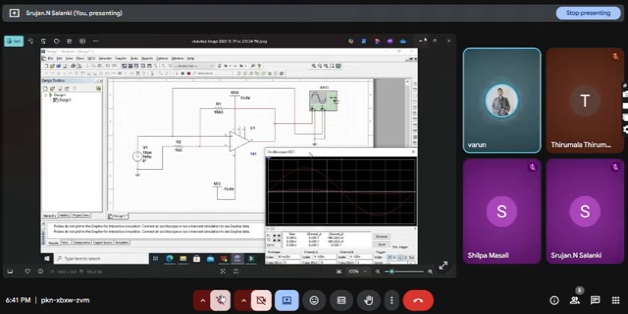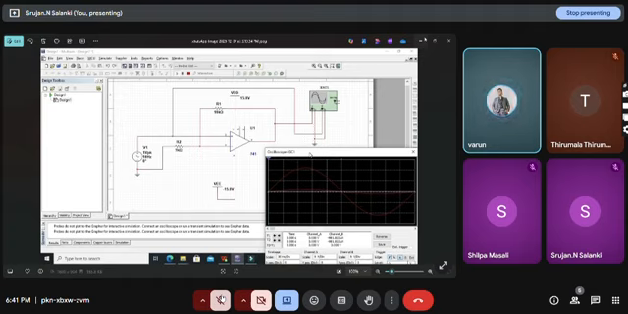The op-amp is powered using a plus or minus 15 volts supply, which allows the amplifier to handle AC signals properly. As we observe in the oscilloscope, the white waveform is the input and the red waveform is the output. The output follows the same shape as the input but with a much higher amplitude, clearly showing that amplification has taken place.